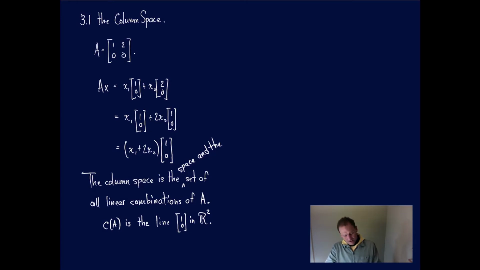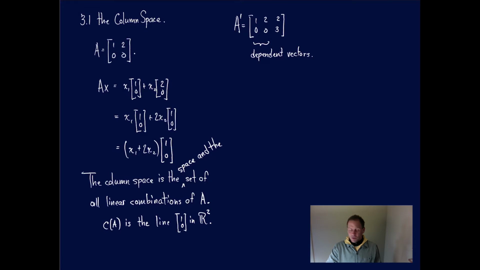Now, let's try this again. Let's say that A is, let's expand it a bit. We'll call it A prime. This is (1, 0), (2, 0), and then let's put a (2, 3) in the third column. Now, look at this. We know that (1, 0) and (2, 0) are dependent vectors. So they don't add anything to the space that we can describe.